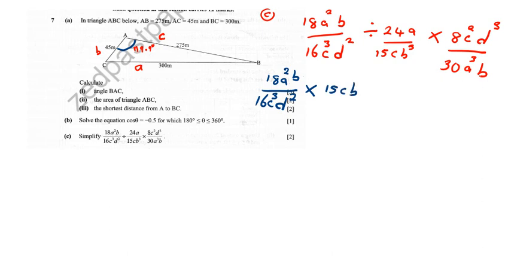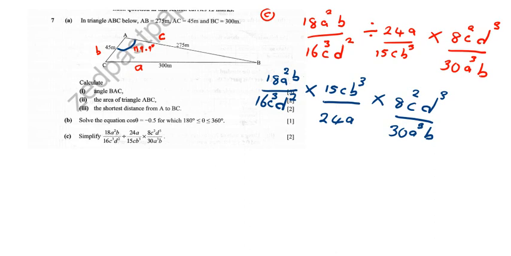b to the power 3 goes on top, and 24a comes down. We say times 8c squared d to the power 3 over 30 a to the power 3 and ab. So now we can just start cancelling. We will be cancelling what is on top and down, but you can't cancel what is on top and top. You can cancel as long as it is on top and down.